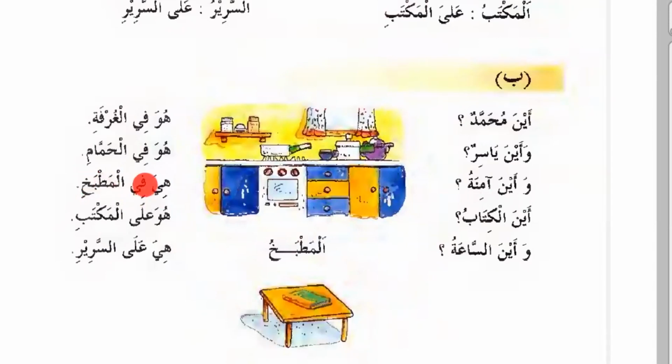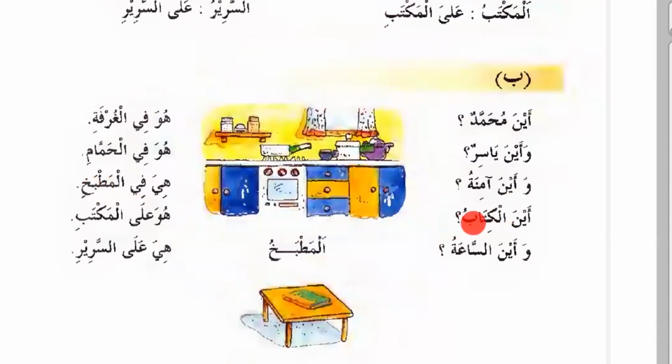Matbakh is kitchen. Initially it is matbakhun, the kitchen. You can see this kitchen, right? Al-matbakhu. So you can see it initially has what? Damma, right? Al-matbakhu, the kitchen. But see here, al-matbakhi. Why? Because of this fi, it is a harf al-jarr. Harf al-jarr will make the noun coming after it to have kasra.